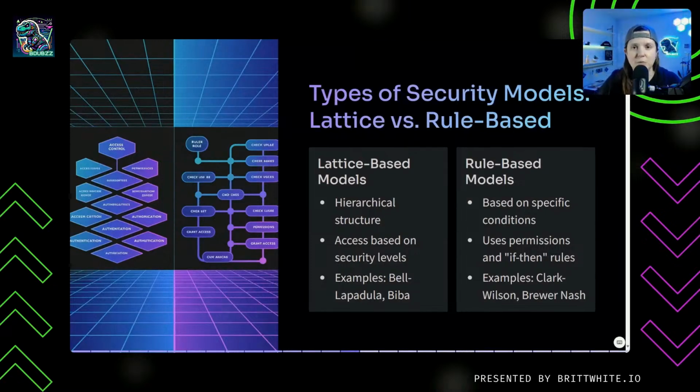On the other hand, rule-based models take a different approach. Instead of using a strict hierarchy, these models work more like a rulebook. They define specific conditions and permissions that determine who can access what resources and how they can use them. Think of it like having a set of if-then statements that control access. Let's explore some examples of these models.